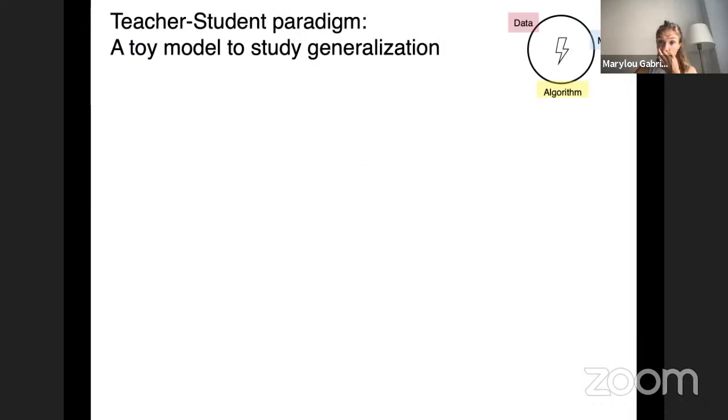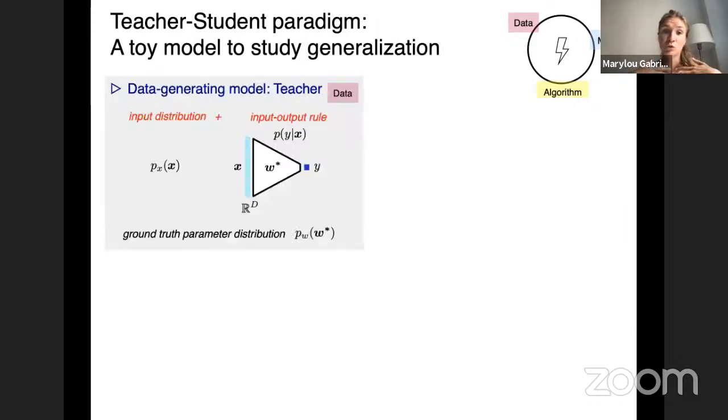The teacher-student paradigm is a toy model to study generalization. It starts with a data generative model. We are going to construct synthetic data sets that depend on a given input distribution. You can think of binary inputs, or standard normal inputs as I was just mentioning. And then you will have an input-output rule. Typically this can be probabilistic or deterministic, but you could think of taking a perceptron as a teacher model. So you fix the value of the weights, W star, and this is the model that gives you the relationship between your inputs and your outputs. And maybe you can add on top of this model a ground truth parameter distribution, from which you select the weights, and we'll see later why this is useful.